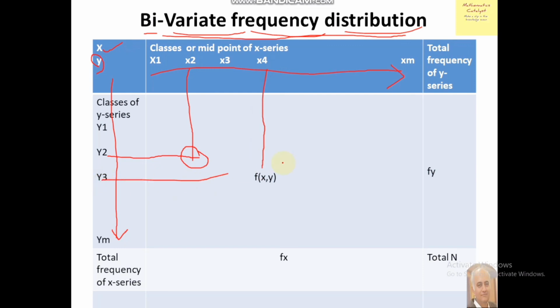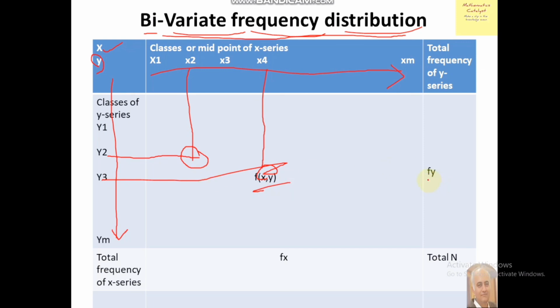And y3 is this value. So this is our intersection point. So here we should write f of x4 y3. F means frequency here. So frequency means we have to take the frequency with respect to the two variables. So it is called bivariate with respect to the x as well as y.